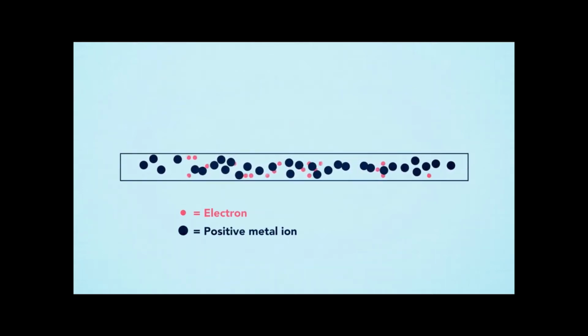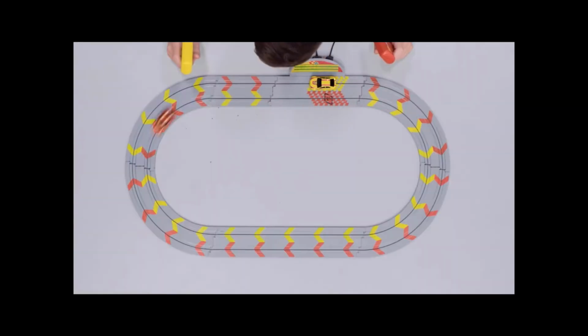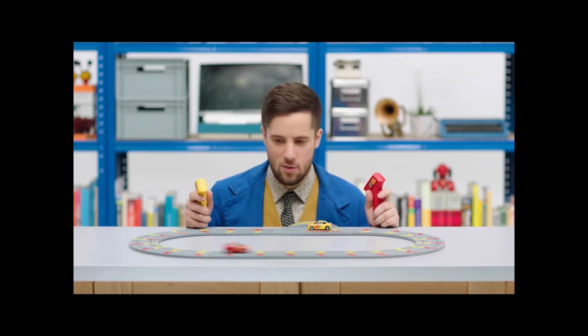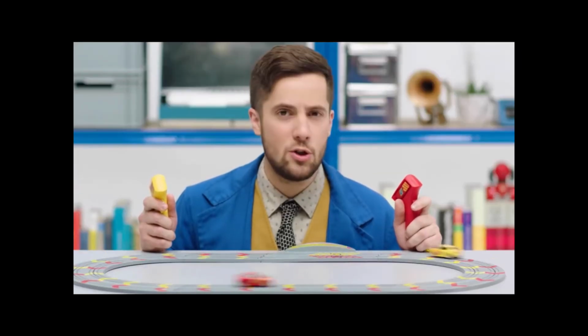Electrons bump into positive metal ions as they travel through the wire, and the longer the wire, the more ions there are to bump into, so the greater the resistance. A thin wire has a smaller cross-sectional area, which means there are fewer electrons to carry the current. This increases the resistance, a bit like a road with one lane compared to a dual carriageway.